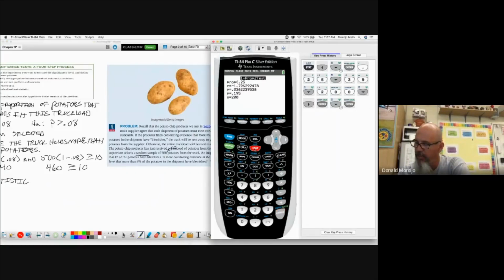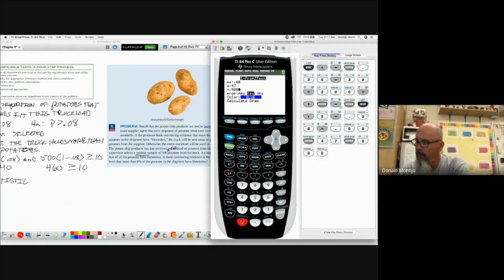Remember our favorite button, stat. What are we going to do? Oh, we're going to run a test. What kind of test? A one proportion z-test. The null, yep, it's 0.08. Whoops, somehow I put that next. The null is 0.08. x, how many bad potatoes did we find? Oh, 47. Out of how many did we check? Oh, 500.